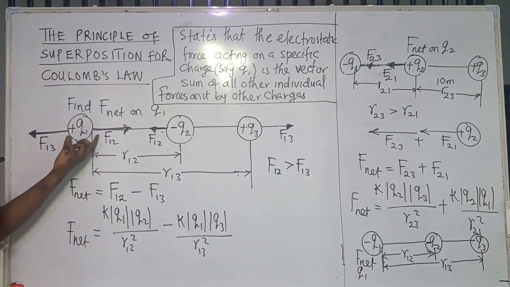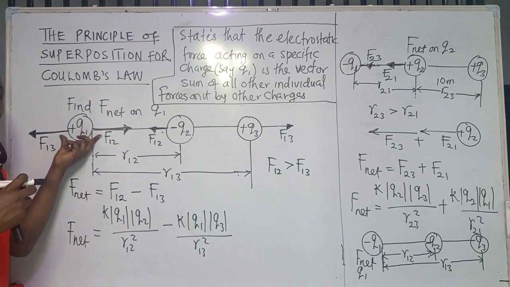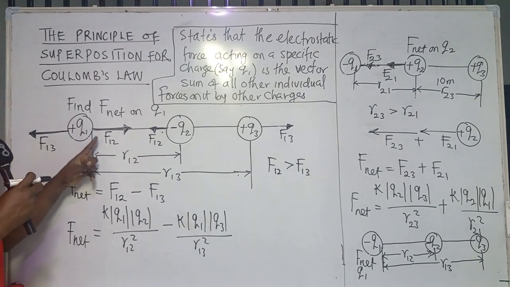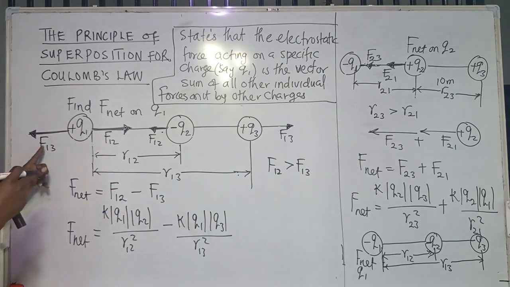At the end of the day, what effect or direction have they created on Q1? They are actually moving in opposite directions, which implies that what? That the bigger force will be F12, because the distance is small, while the smaller force will be what?